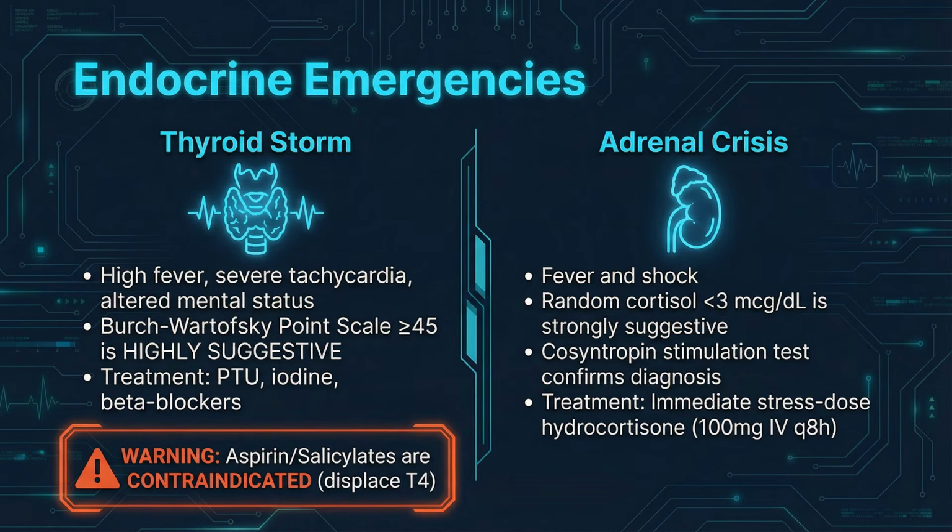A critical teaching point: aspirin and salicylates are strictly contraindicated in thyroid storm because they displace thyroxine from binding proteins, worsening the thyrotoxicosis. Adrenal crisis can present with fever and shock. A random cortisol level of less than 3 micrograms per deciliter is strongly suggestive, though a cosyntropin stimulation test confirms the diagnosis. Treatment requires immediate stress dose hydrocortisone, typically 100 milligrams intravenously every 8 hours.